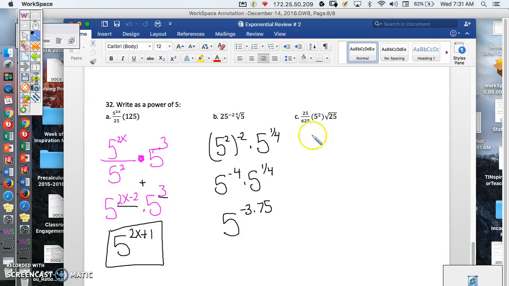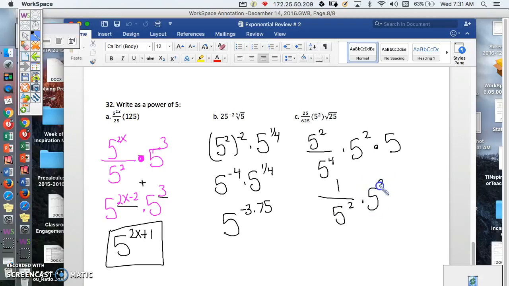And then this last one, let's see, 5 squared. Well, this is 5 to the 4th times 5 squared times the square root of 5, which is 5. Well, there's 5 squared 5/4, so 1 over 5 squared times 5 squared times 5. We'll divide by 5 and times 5, so 1 times 5 is 5.